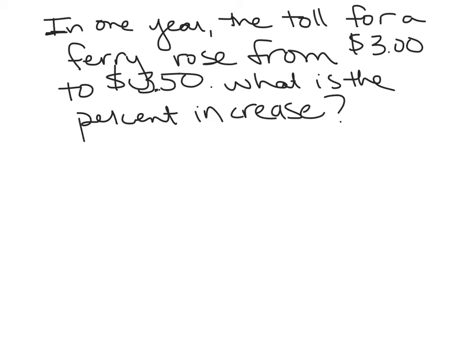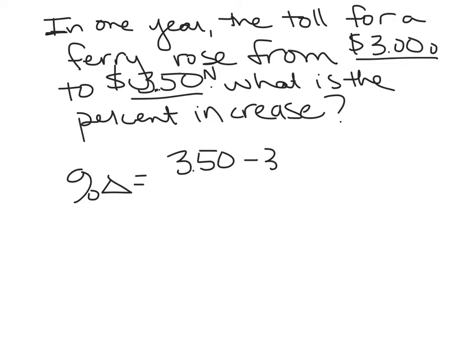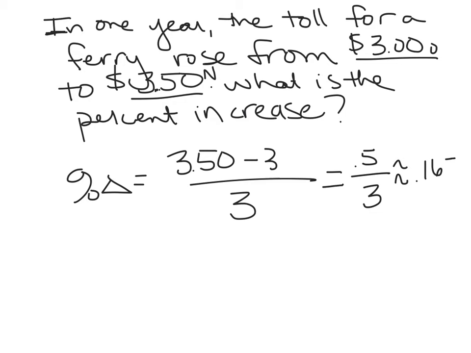So, in 1 year, the toll for a ferry rose from $3 to $3.50. What is the percent increase? So this is my original, this is my new, and the percent change, which I'm going to just do a delta, is going to be my new minus my old over my old. So it's going to be 50 cents over 3, which is approximately 0.167. So it's an approximate increase of 16.7%.